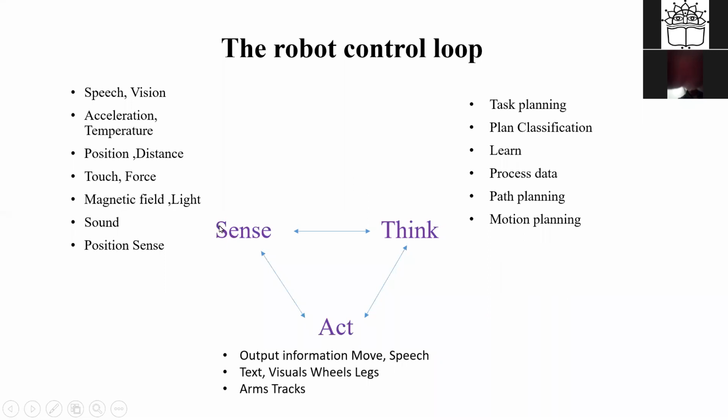Now, after sensing, what will it do? It will think, right? For thinking, there will be task planning, plan classification, learning, processing the data, path planning, and motion planning. And after thinking, it will act, right? How will it act? Let's say it will move, or it will speak out. Or the output may be in the form of text, or visuals, wheels, legs, right? Or arm tracks. Through arm tracks it will move, or through legs it will move, or through arms it will act. So the most important control loop in a robot is sense, think, and act. Initially it senses, then it thinks, and then it acts.